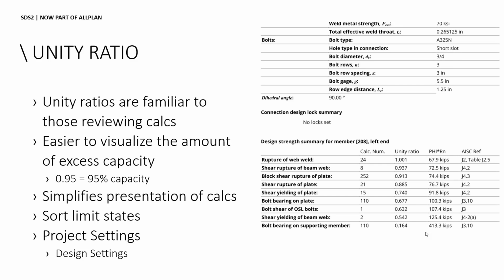And there is one setup option in the project settings related to this. So you do have the option to turn the limit states off with that option. So we'll always display the unity ratio and give you the unity ratio, but we do have an option to turn the limit states off within the project settings. So one small setup option related to that. Very good.